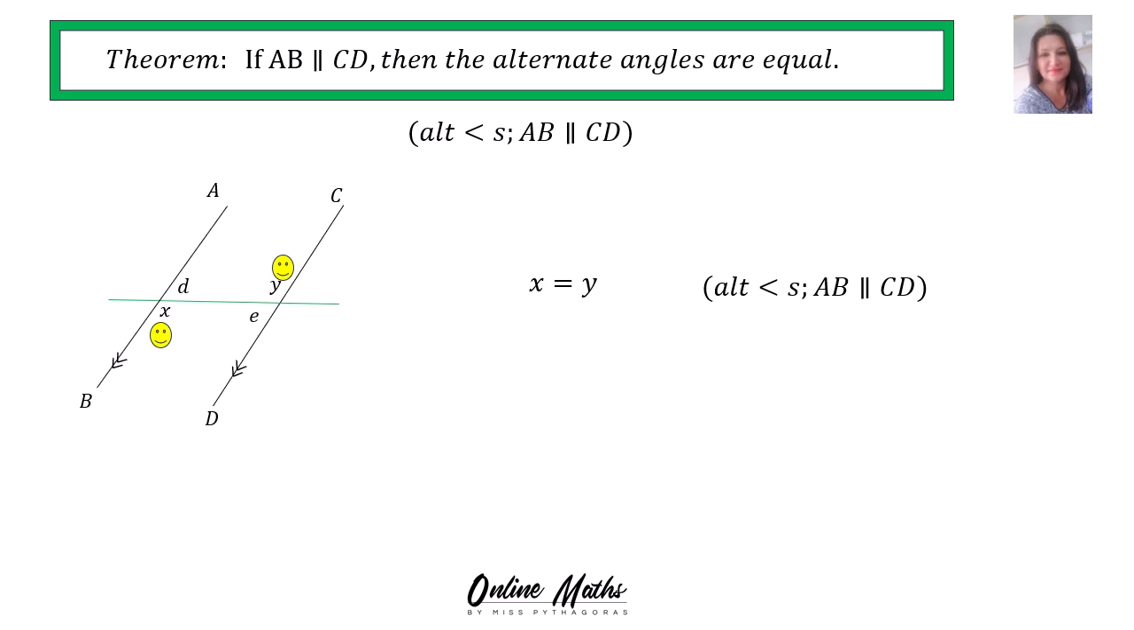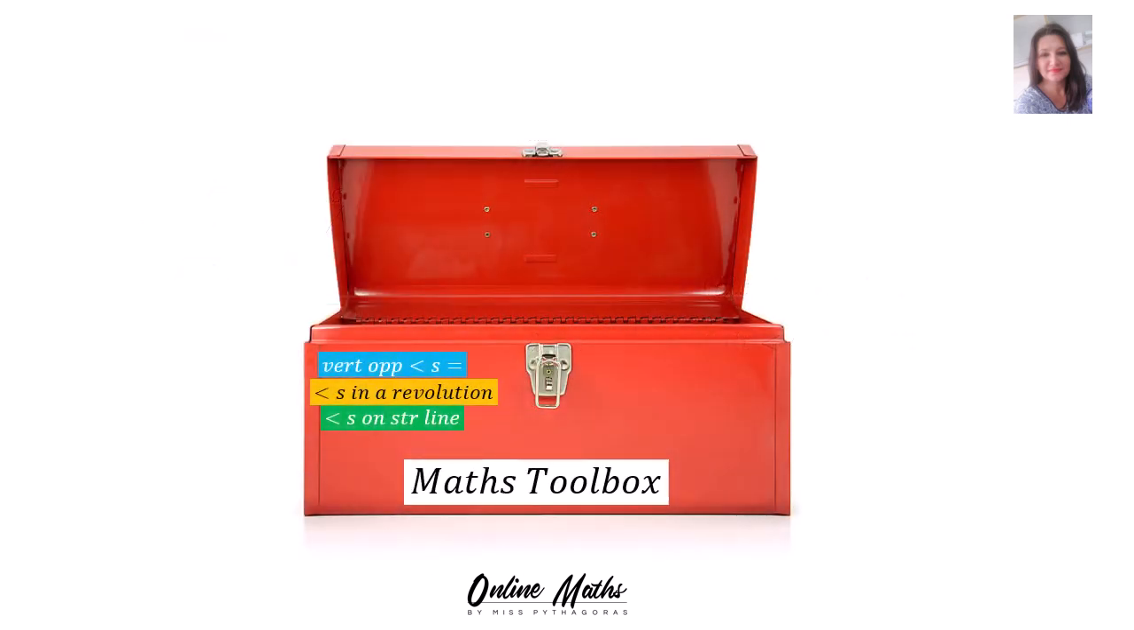And there's another pair of alternate angles. They are angle D is equal to angle E. And your reason, alternate angles equal, AB parallel to CD. Now there's your famous maths toolbox, and we can add to this toolbox now. So when there's parallel lines, the first theorem is that alternate angles are equal.